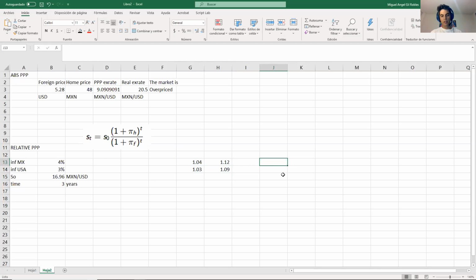Next step: you can multiply before, but I decided to do the division, okay? So I divide this over this, and it's 1.02. And the very last step, this is the end: all of this, times the spot, right? So the spot is 16.96. Okay, so this is the answer. This is the spot at time 3 years.